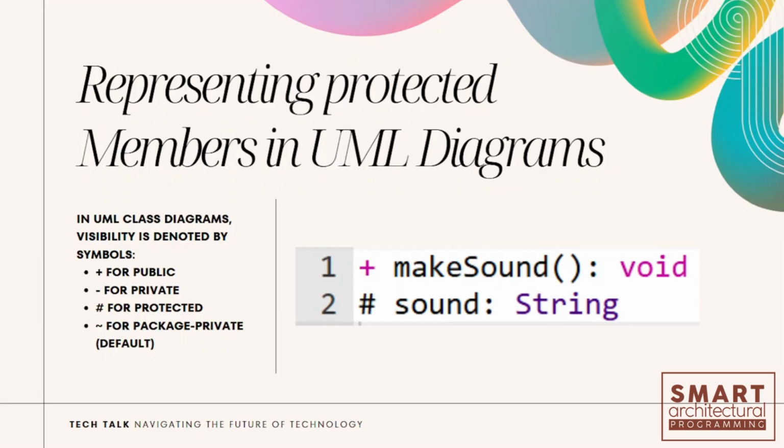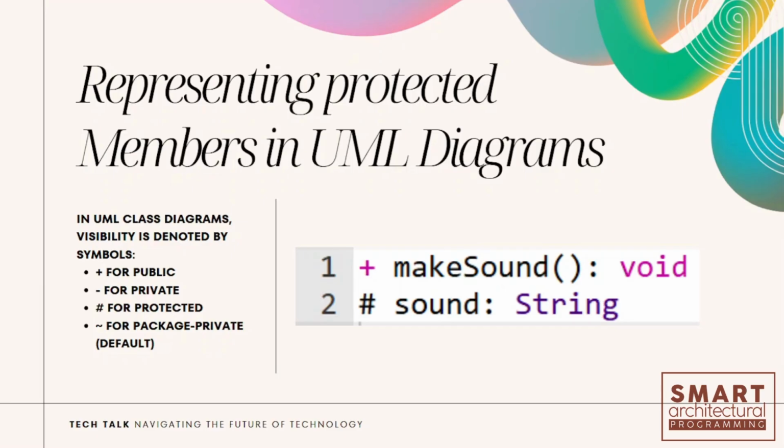As you can see on the other side, we have a particular UML made here. It says plus makeSound void, right? Plus means that this is a public variable or public method, and hashtag sound colon String is depicting a protected variable. This tells us it's accessible in the same package and by subclasses in different packages.